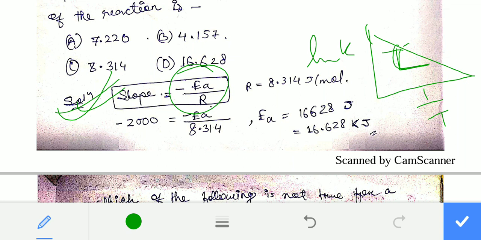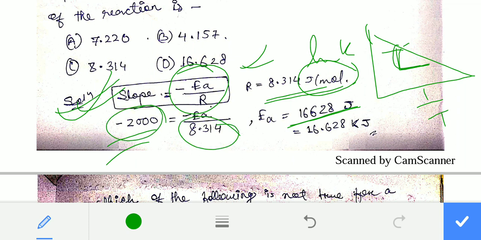So putting the slope, which is given as minus 2000, and R as 8.314 joule per mole. The point to keep in mind is that R is always in joule per mole, so the result, that is Ea, comes out in joule. If you just put the value of R and the slope, you will get Ea equal to 16,628 joule.